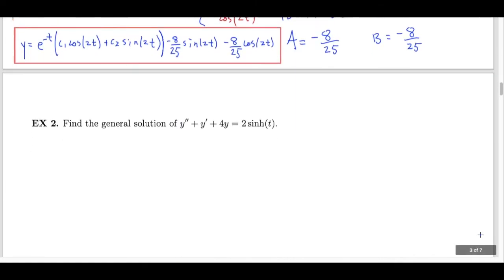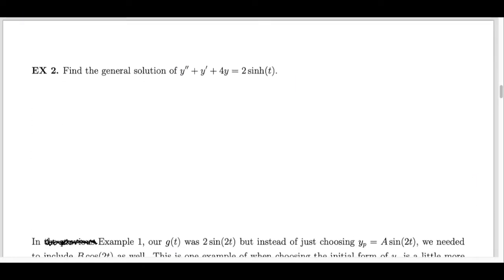Let's take a look. Example 2, we're asked to find the general solution of y double prime plus y prime plus 4y equals 2 times hyperbolic sine of t. Sometimes this is pronounced sinh of t, as opposed to just sine of t.